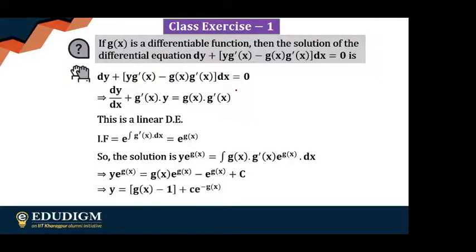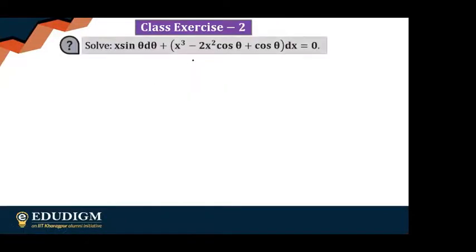Basic adjustments here, I have taken this e to the power g(x) to the other side, and this is what you're going to get. All right. So this was the first question. Fairly simple. Just one change here and you have a linear DE and it's good to go. So let's move on to the next one. See, if you still have any doubts, we can always come back and discuss about it, so don't worry.